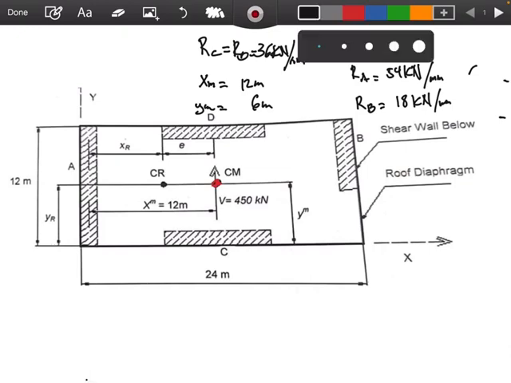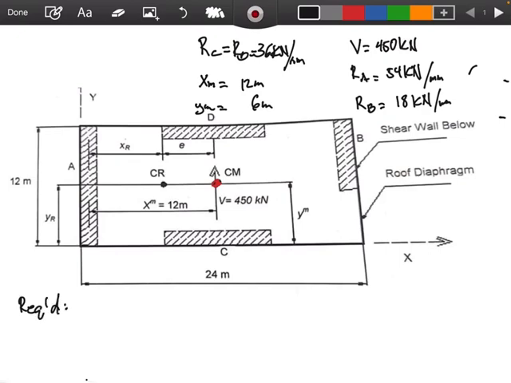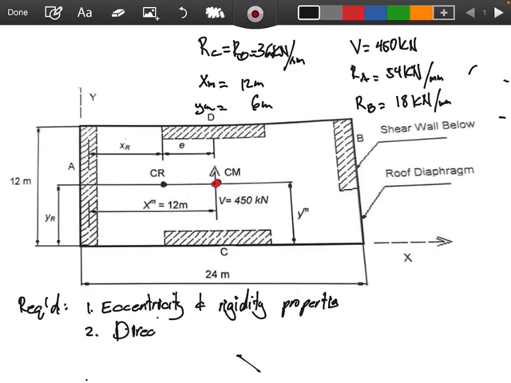So determine, so what is this for? Our lesson is about horizontal distribution of shear. So the first thing that we're going to determine is the eccentricity and rigidity properties of each wall. So required, you will put it here. So eccentricity and rigidity properties, direct shear, walls A and B.